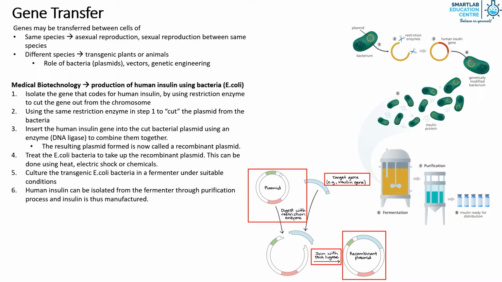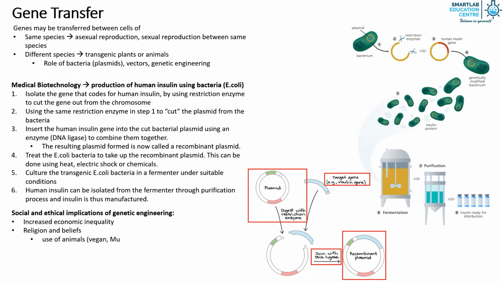While genetic engineering seems like a good thing, there are social and ethical implications of it. First is the increased economic inequality, as only those who are wealthy enough can afford such treatment technology. Second is the contradictions in religion and beliefs. Should animals such as pigs be used in genetic engineering, it would be controversial for vegans and Muslims, which ends up restricting these people's access to such technology.